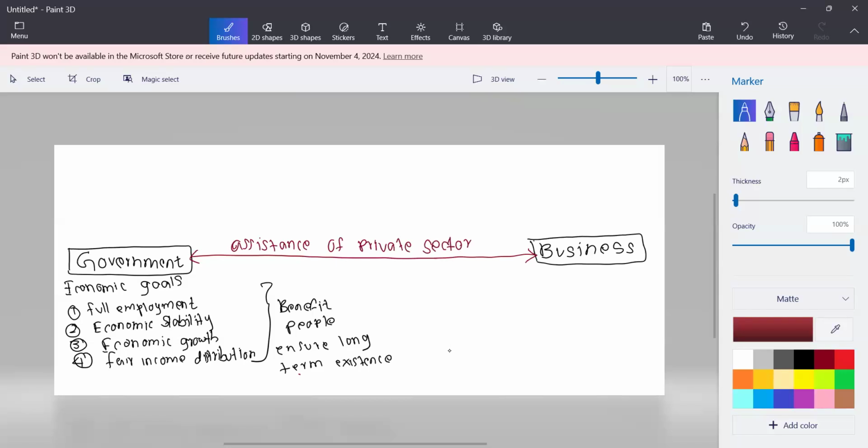Now, if you want to get the assistance of the private sector, can you just get it? I mean, can you say, private sector, I need your assistance? Will they give it to you? No. You ask the businesses, come, I'm a government, help me. Will they help you?